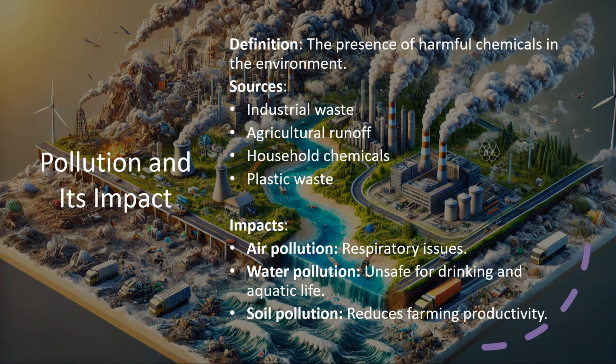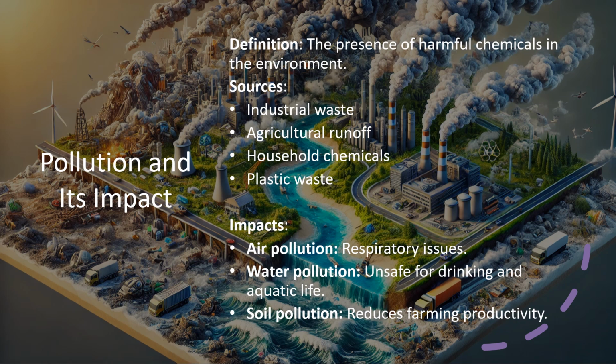So, what exactly is pollution? It's when harmful chemicals enter the environment. These chemicals come from industrial waste, factories releasing chemicals into the air and water; agricultural runoff, pesticides and fertilizers flowing into rivers; household chemicals, detergents, cleaning products, and waste; plastic waste, those single-use plastics that end up in oceans for hundreds of years. Here's the thing: pollution doesn't just harm nature, it harms us too.